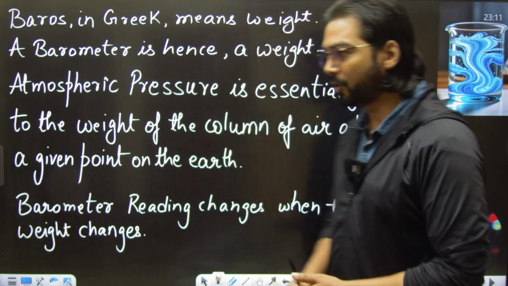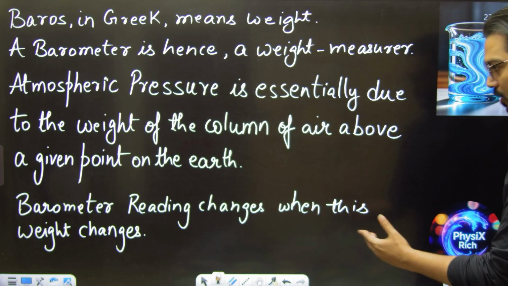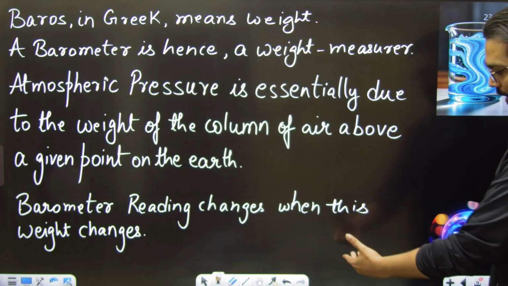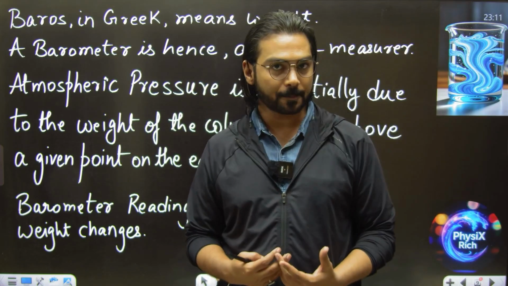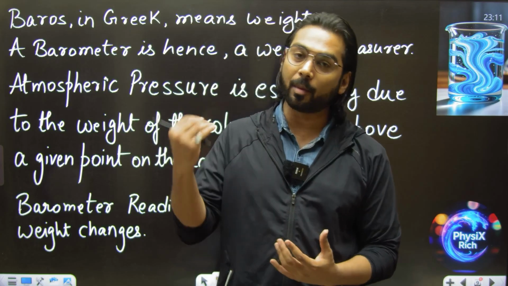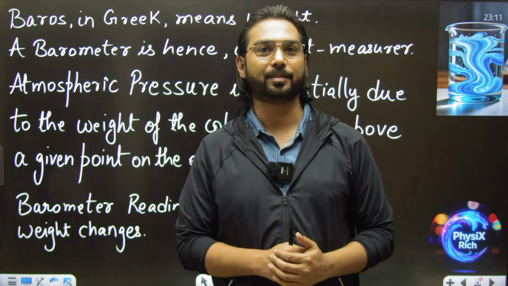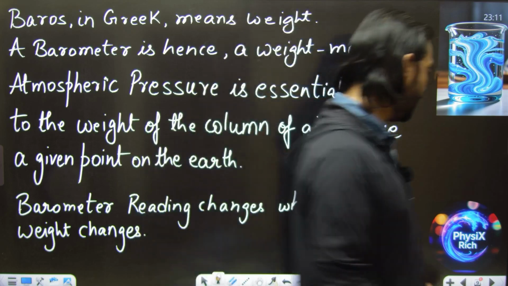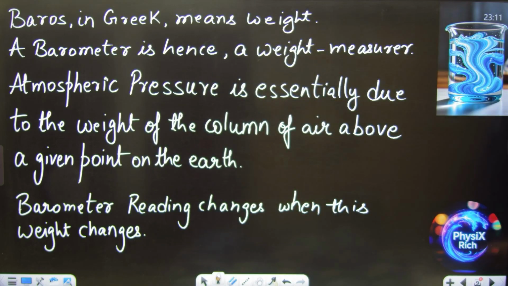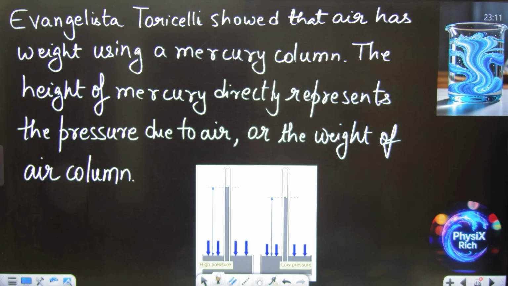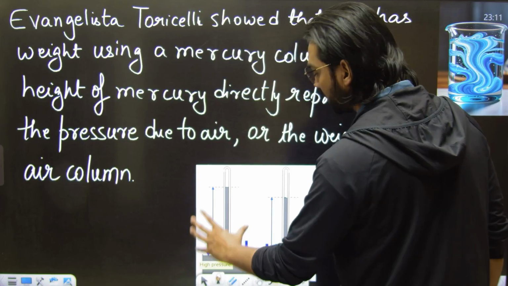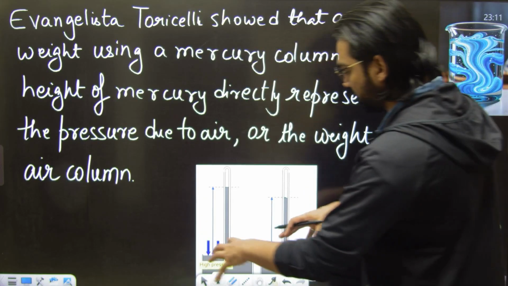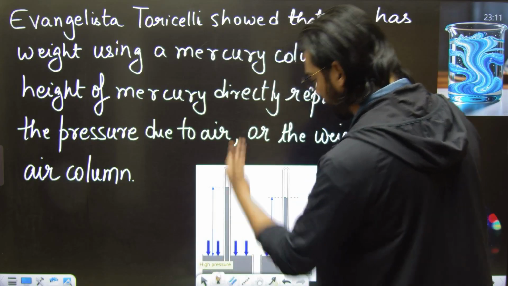I hope that clarifies things. Now you see that the barometer reading will change whenever this weight changes. And when will this weight change? Whenever you are in a place which has less air above you compared to sea level. I hope you understand. And that will obviously happen if you go to higher altitudes. All right. So the understanding is that this liquid doesn't pour out, and the reason is atmospheric pressure. Atmospheric pressure tries to push it down so that it can keep up.